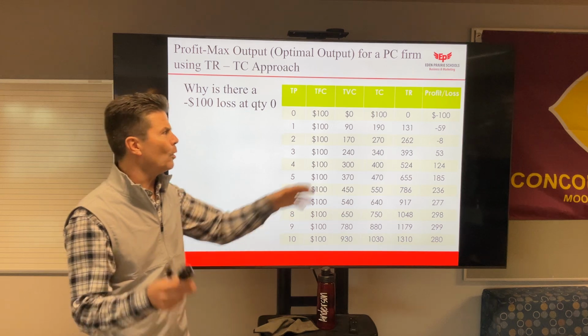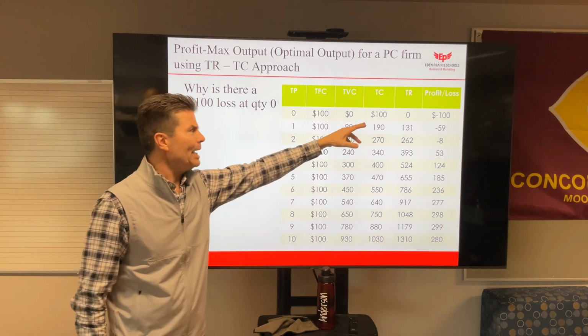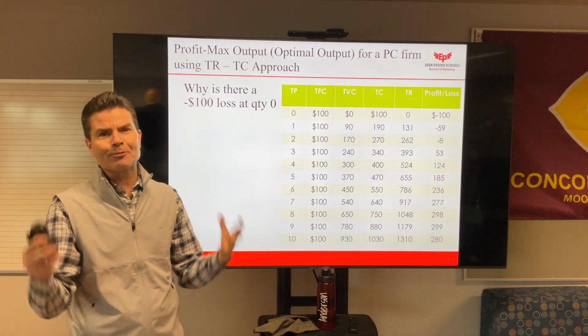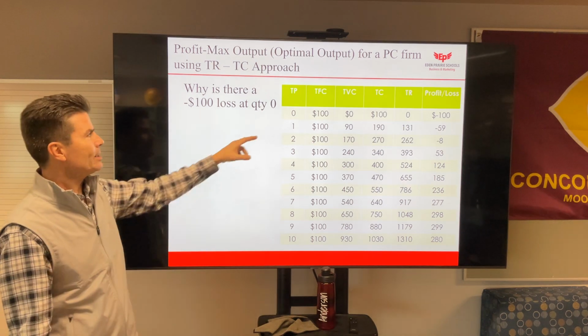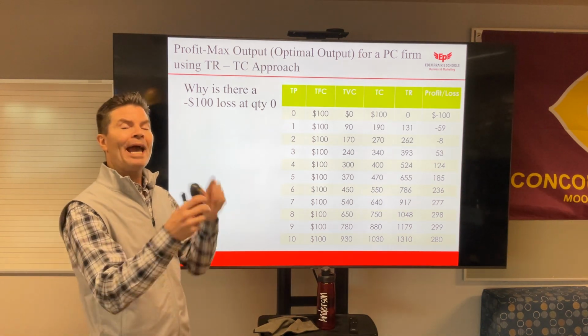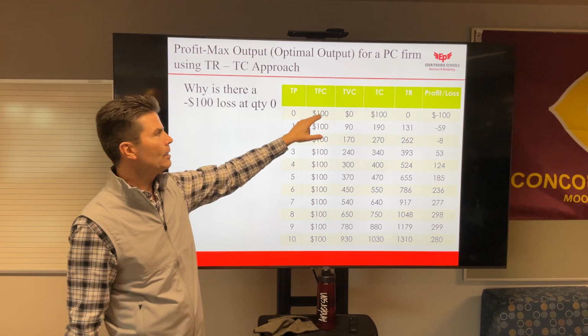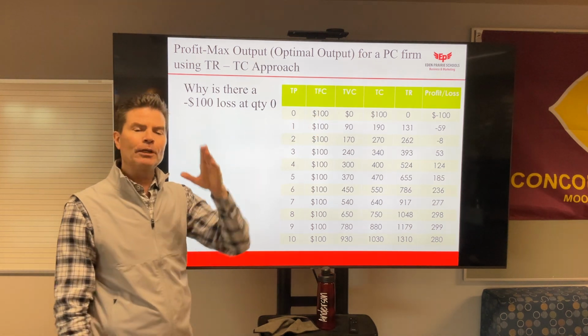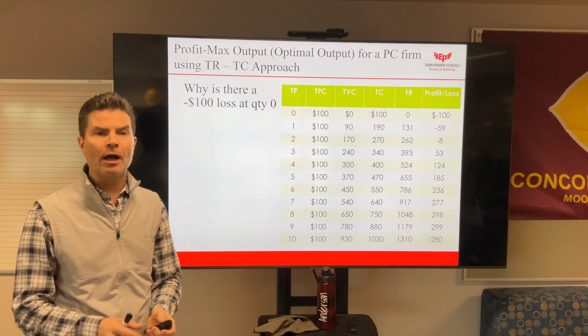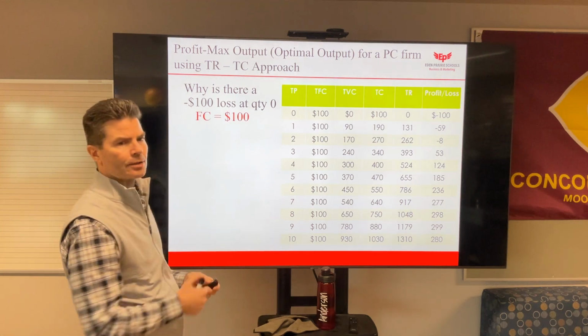And if you ask yourself, well, hey, self, why is there a total cost of $100 for not producing anything? Well, remember, anytime you're at a quantity of 0 and you have something in the total cost, that's fixed cost. Because even if you're shutting down, you still have to pay for your fixed costs. And so that answers that question. So fixed cost is $100.